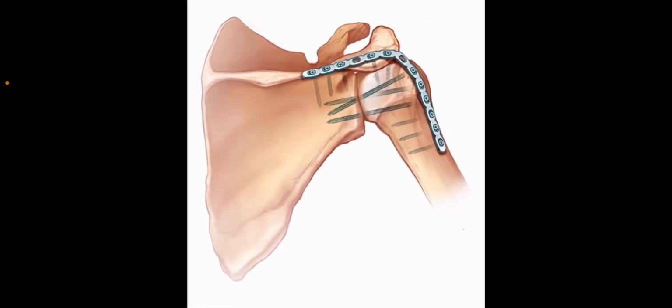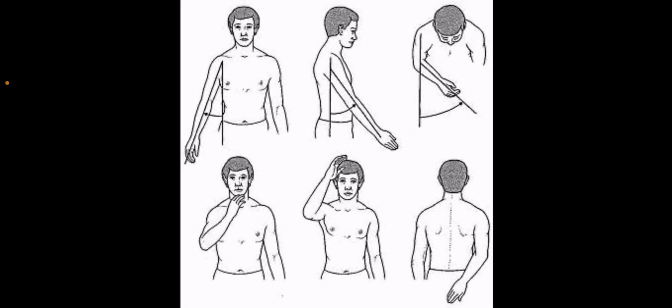Coming to arthrodesis, the optimal position for shoulder arthrodesis is 15 to 20 degrees of abduction, 20 to 30 degrees of forward flexion, and 30 to 40 degrees of internal rotation.